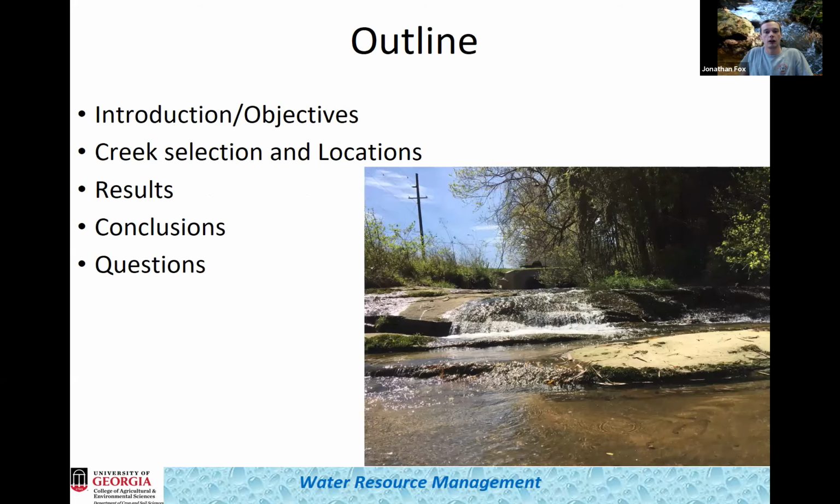So how it's going to work today, I'm going to start off with a quick introduction and a little bit about my research objectives. Then we'll dive right into the creek selection and the locations of the different watersheds that I selected. We'll talk about the results, we'll discuss them and conclude a little bit, and then we will end with questions if there's time.